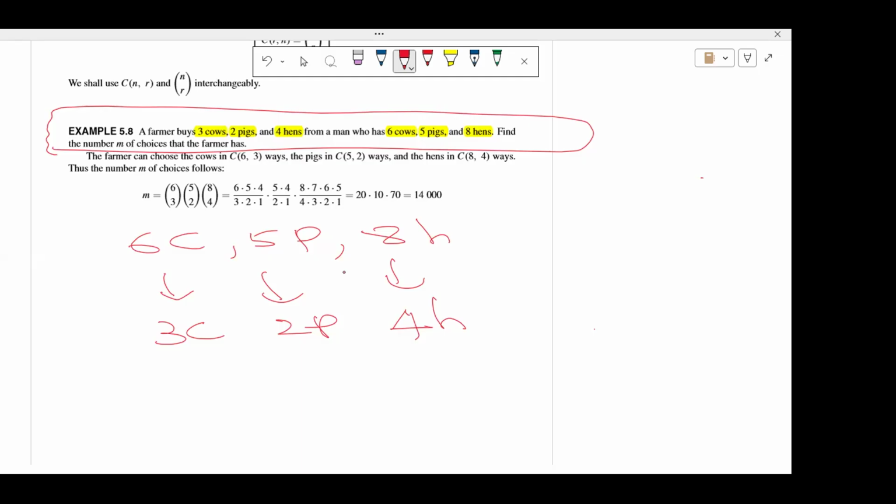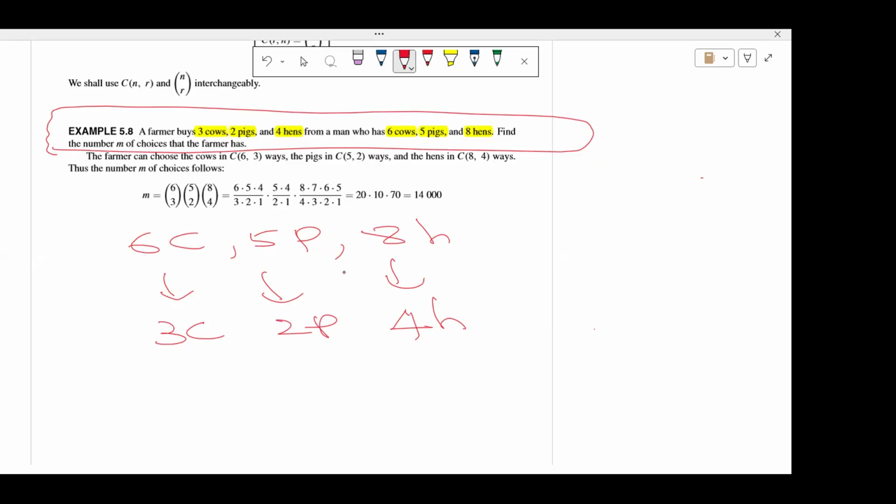A farmer buys 3 cows, 2 pigs, and 4 hens from a man who has 6 cows, 5 pigs, and 8 hens. Find the number of choices that the farmer has. Let's say he visited a particular man. That man has 6 cows, 5 pigs, and 8 hens, right? From these, that particular farmer needs to buy 3 cows, 2 pigs, and 4 hens, right? So what are the possible combinations that the farmer has?